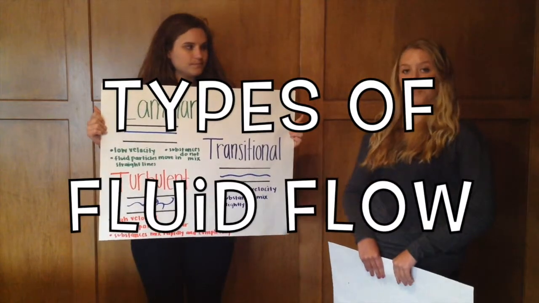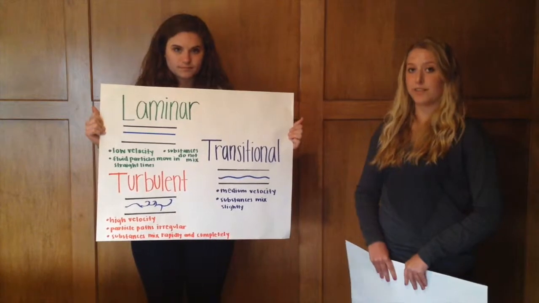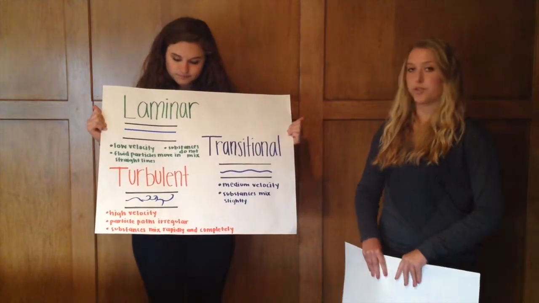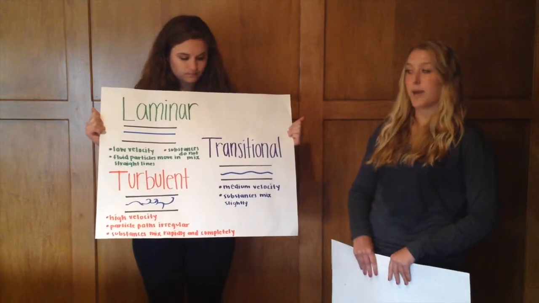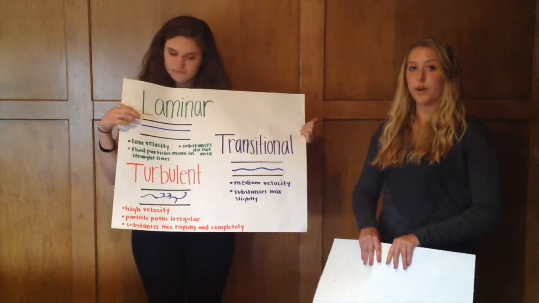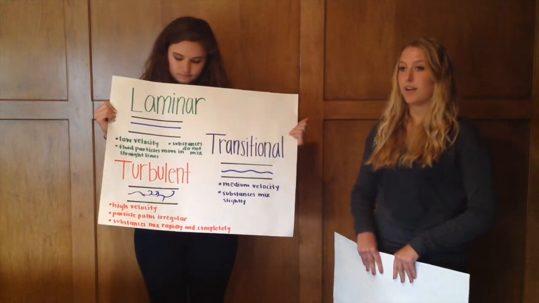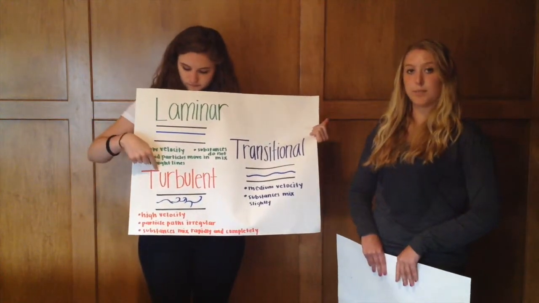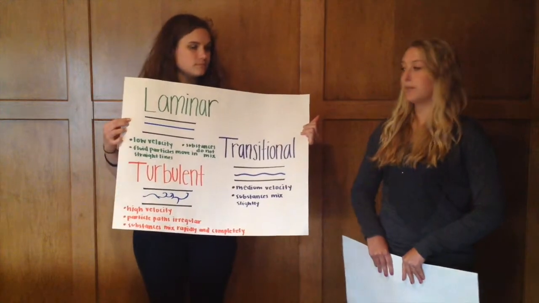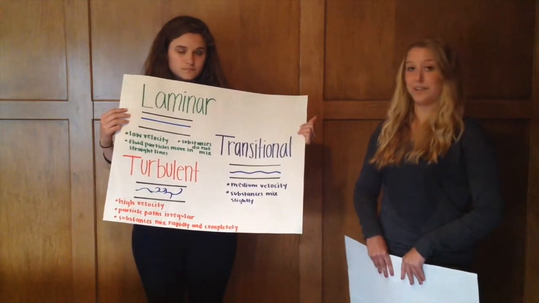Fluids flow in 3 different ways. The first way is laminar, and that's characterized by a low velocity, and the particles move in straight lines, and the substances do not mix, as you can see in that picture. The second flow is turbulent. It has a high velocity, and the particle movements are irregular, and the substances mix rapidly and completely. And turbulent flow is the most common flow, and it's the one you'll see in real life.